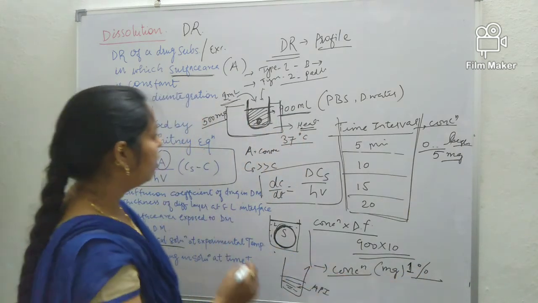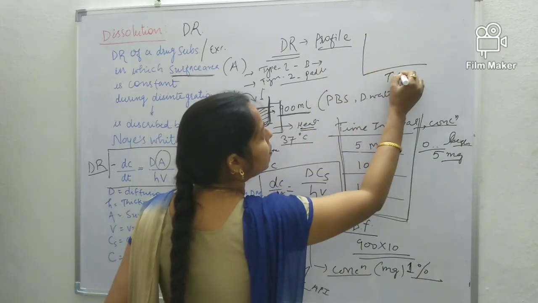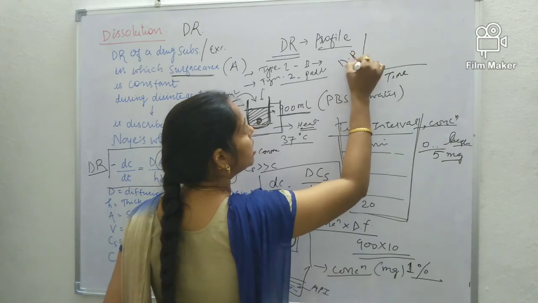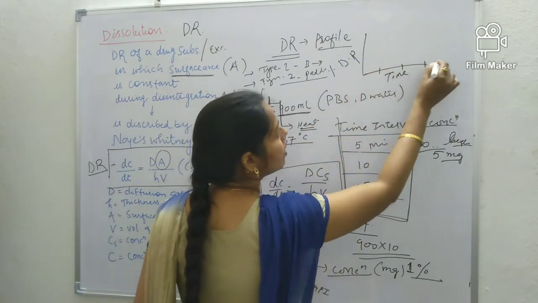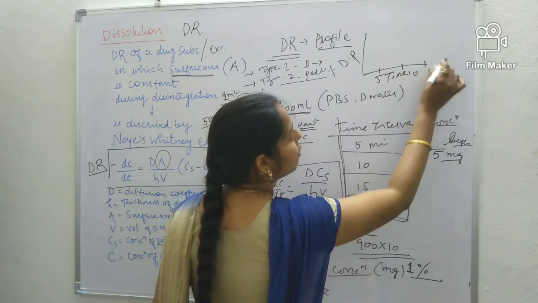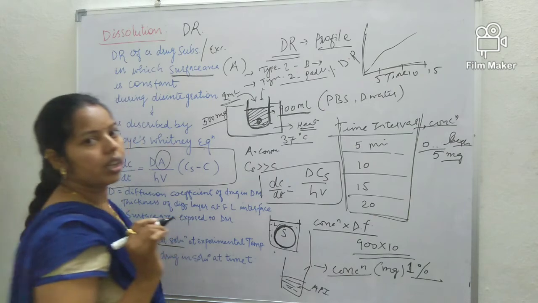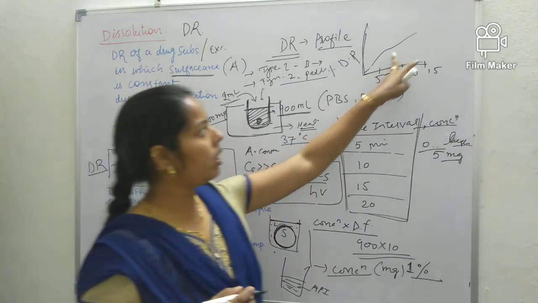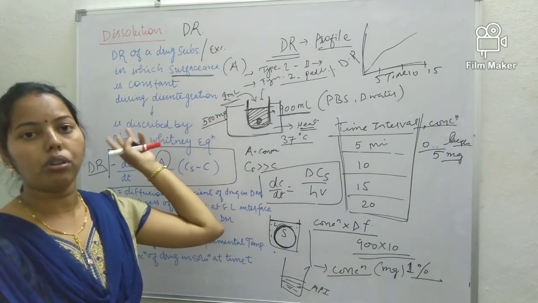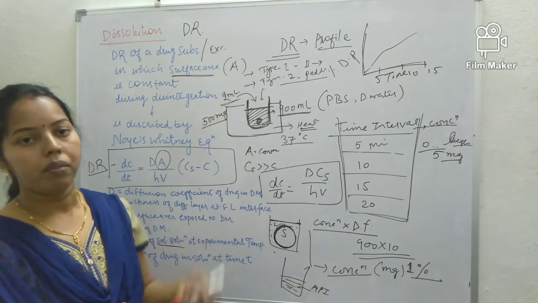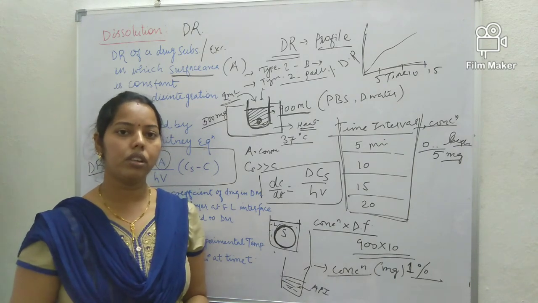So likewise we plot the graph of time versus percentage drug release, with times of 5 minutes, 10 minutes and 15 minutes. Along with the time, the concentration of drug continuously increases. So this was the dissolution phenomenon. In the next lecture we will start with the stability analysis of drugs.